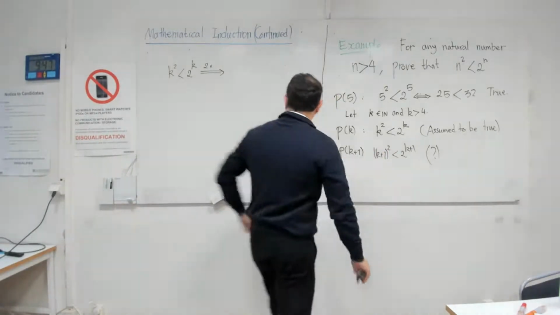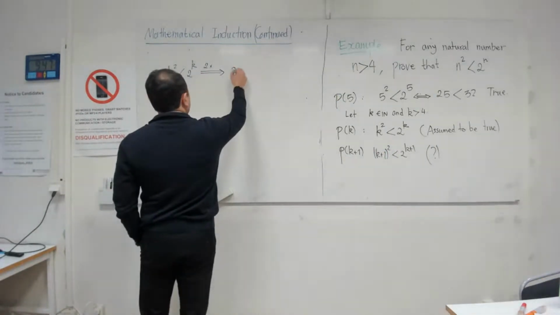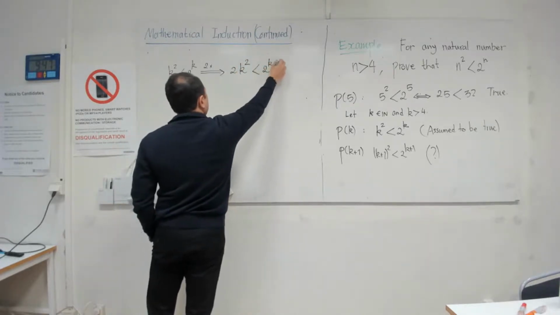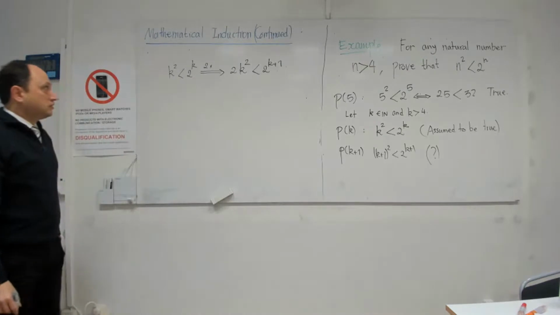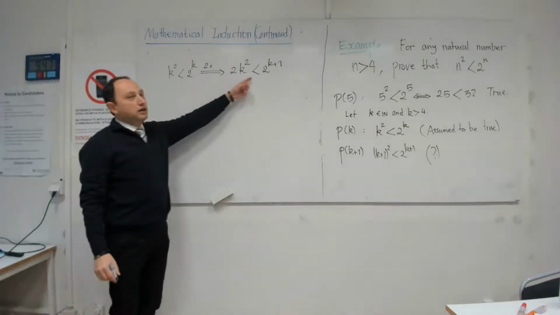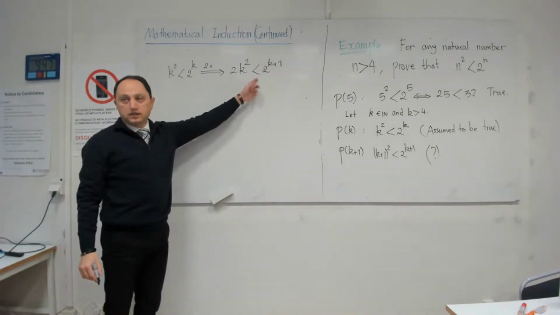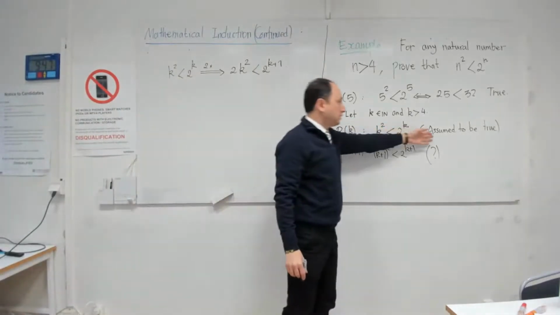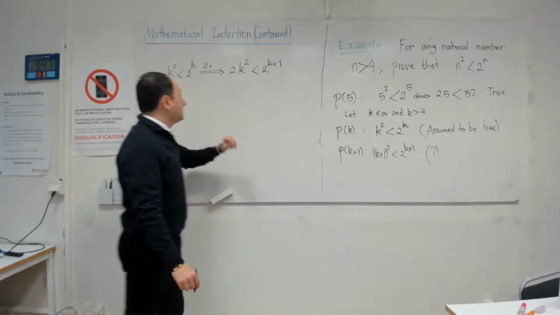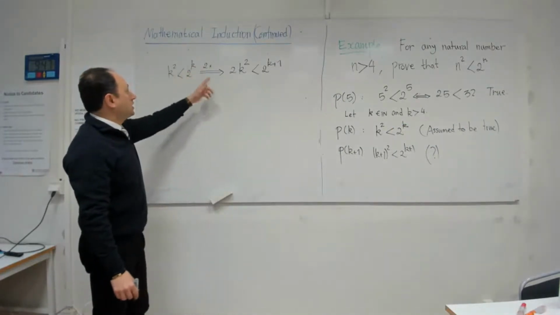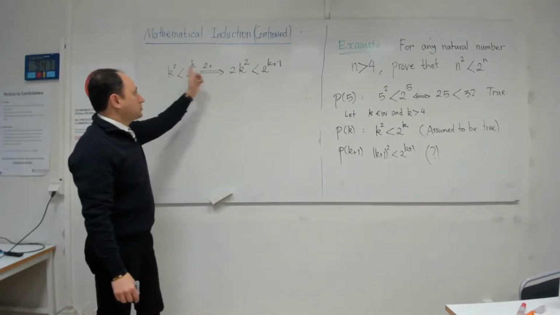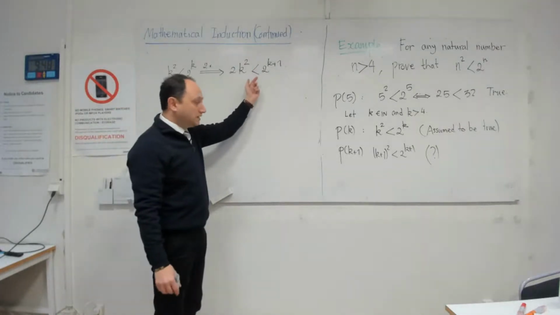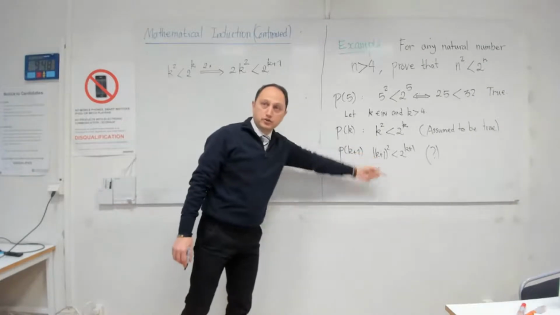Okay, so what happens? I multiply 2 itself, so it becomes 2k squared is less than 2 to the power k plus 1. So do you agree? Is this reliable or not so far? Yes, because I started from what is reliable. Why? It's the assumption of the induction. I multiplied this by 2, and I know that 2 is a positive number, so I can rely on this inequality too. But unfortunately, this inequality is not exactly what I want to show.